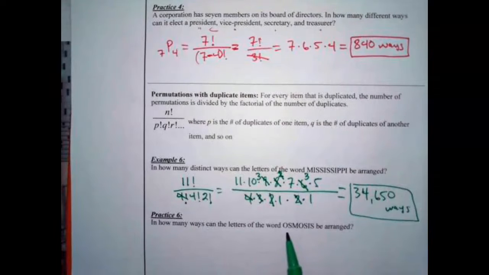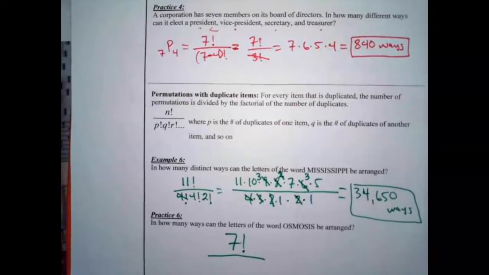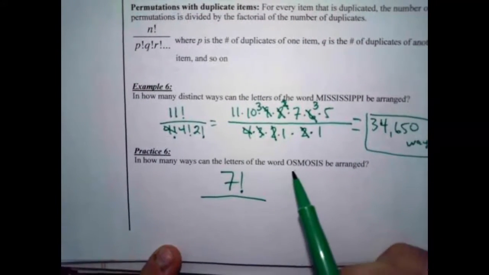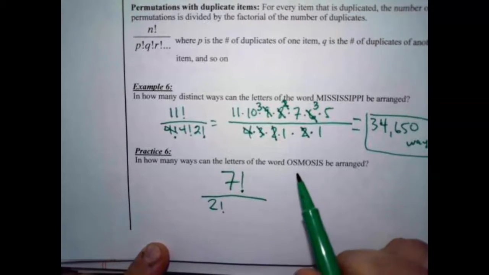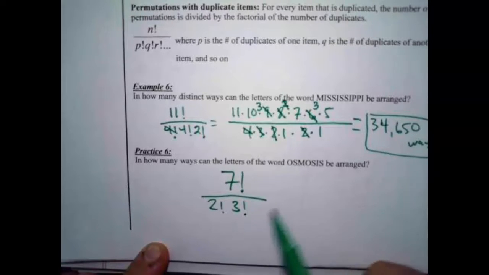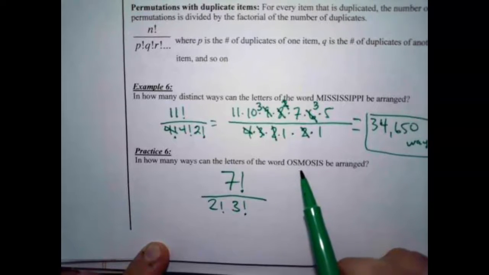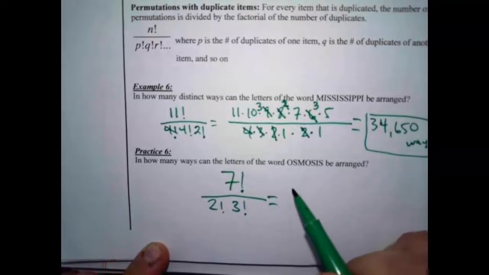How many different ways can the letters of osmosis be arranged? 1, 2, 3, 4, 5, 6, 7. There's 7 letters, but since there's duplicates, that 7 factorial isn't going to be the final answer, right? We're going to have to divide by the factorial for the duplicates. There's 2 O's, so 2 factorial. There's 1, 2, 3 S's, so 3 factorial for the S's. And there's only 1 M and only 1 I, so we're good there.